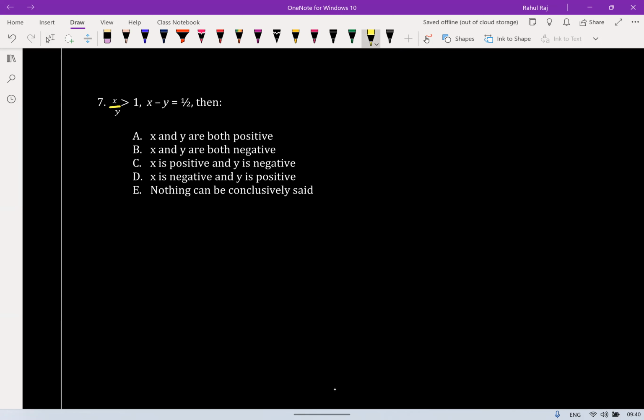It is x, y. Sorry. X by Y is greater than 1, and X minus Y is equal to half. I just looked at it and I thought X and Y are both positive, that's the only one that can work. But how?